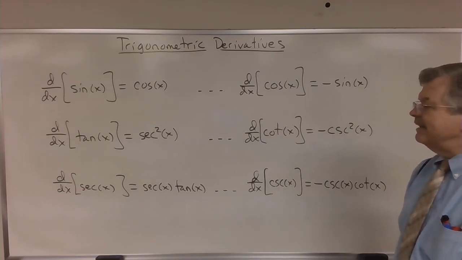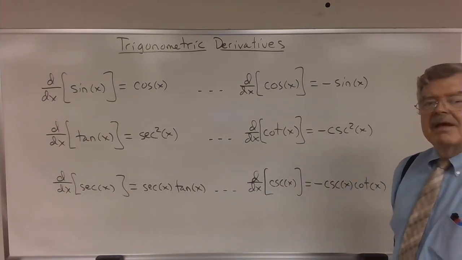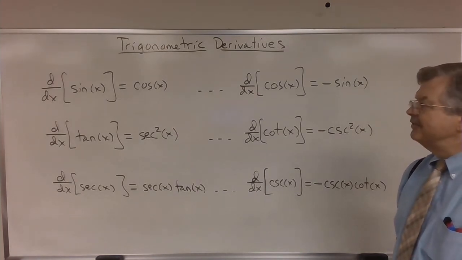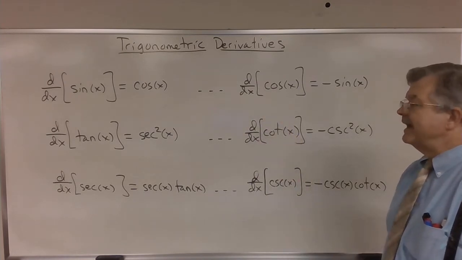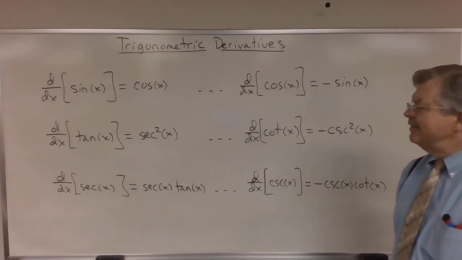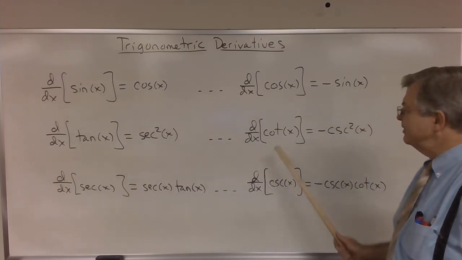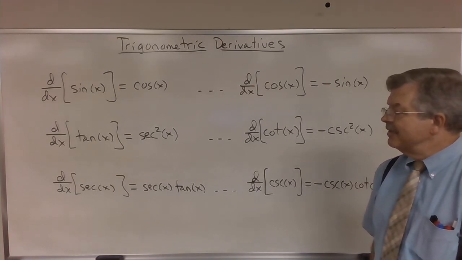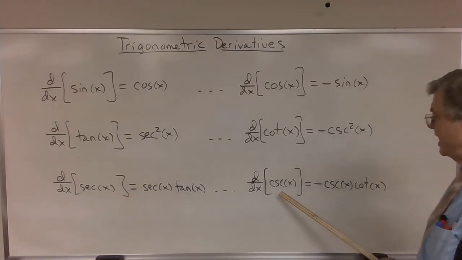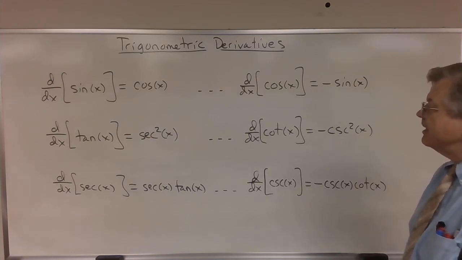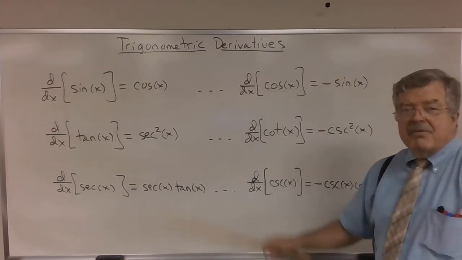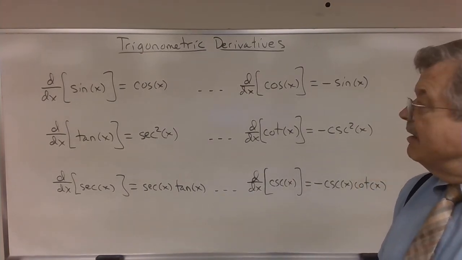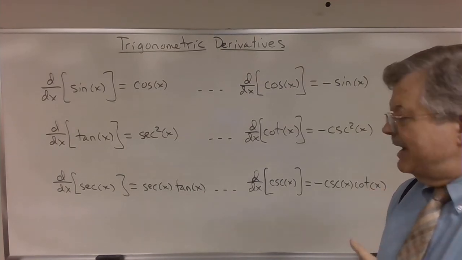I put cosecant x opposite secant x because there's a similarity in the formulas for derivatives of sine of x and cosine of x. There's a similarity in the derivative formulas for tangent x and cotangent x. And there's a similarity in the derivative formulas for secant x and cosecant x. Now, you can memorize them as they are, which is a good thing. You can use this trick that I'm about to tell you.